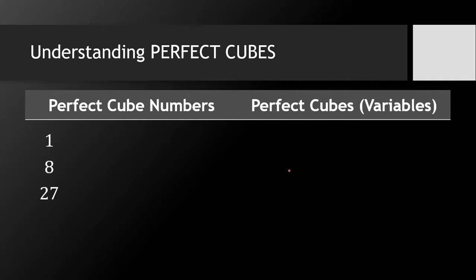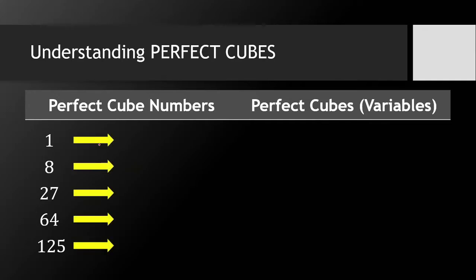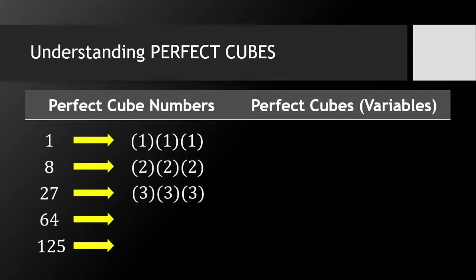I have here the first column, the perfect cube numbers, and I have listed the first 5 perfect cube numbers in mathematics: 1, 8, 27, 64, and 125. Why are they called perfect cube numbers? They are called perfect cube numbers simply because they are the result of multiplying a number 3 times to itself, such as 1 times 1 times 1 for 1, 2 times 2 times 2 for 8, 3 times 3 times 3 for 27, 4 times 4 times 4 for 64, and for 125 we have 5 times 5 times 5. That is why they are called perfect cube numbers.